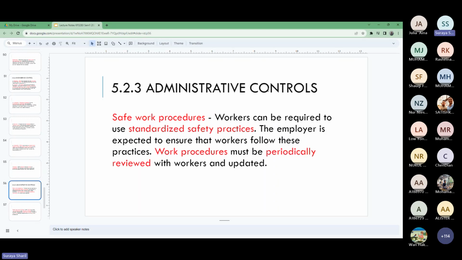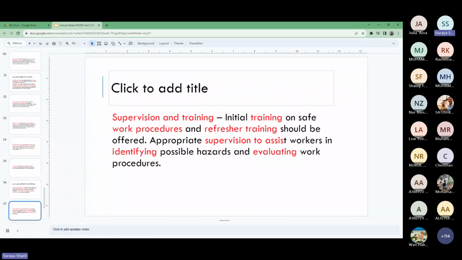Administrative control is the safe work procedure. Workers can be required to use standardized safety practices. The employer is expected to ensure that workers follow these practices. Work procedure must be periodically reviewed with workers and updated. So this is administrative control. And because of that, supervision and training.